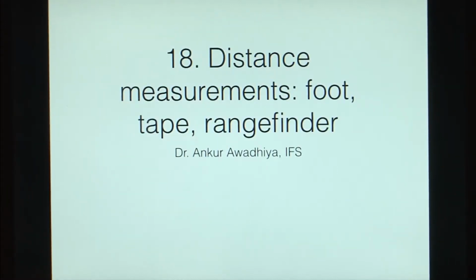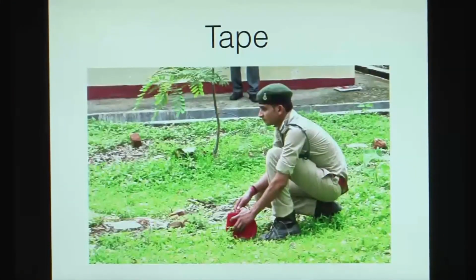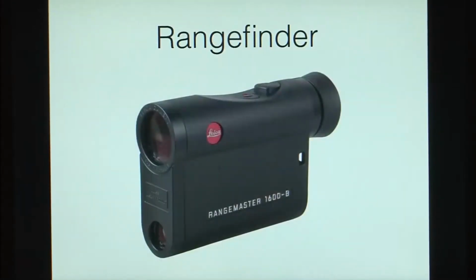Next, we looked at distance measurements with foot, tape and rangefinder. If you do not have any instrument, then you can approximate one step to be equal to 0.7 meters. You can use a tape to measure horizontal distances, or you can use a rangefinder to measure the horizontal distance.